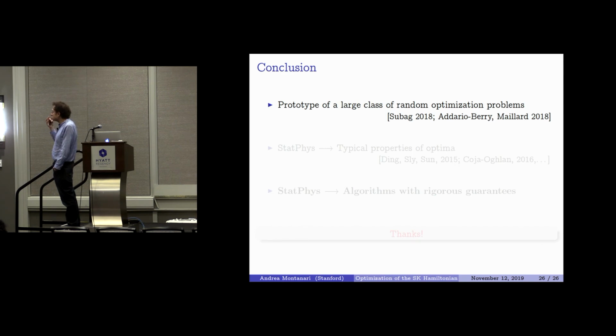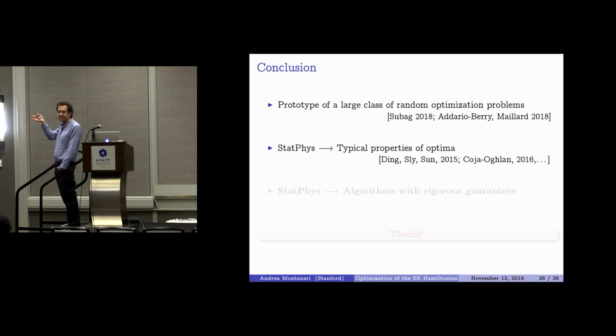Okay, so this is the prototype of a large class of random optimization problems. As was mentioned, there have been 2 papers on in particular this paper of Eli Randa's, a spherical model that somehow has some simplification because of the spherical geometry.